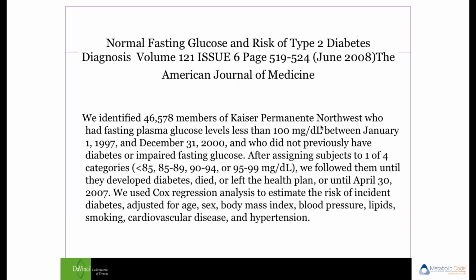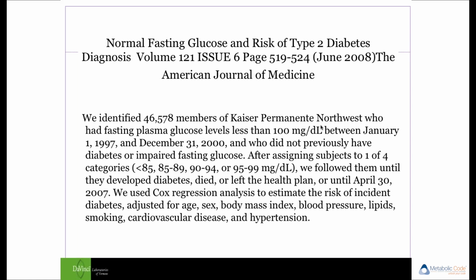Now, this is a fascinating study. Let's just look at blood sugar itself for a moment. So this was a Kaiser Permanente study. This was published in 2008, excuse me. This was a really important study. When you look at the size, 46,000 lives. These were individuals that were followed with their fasting glucose levels.